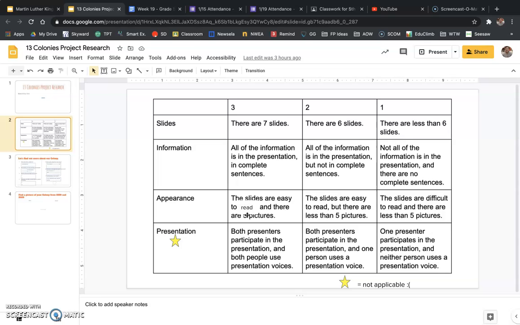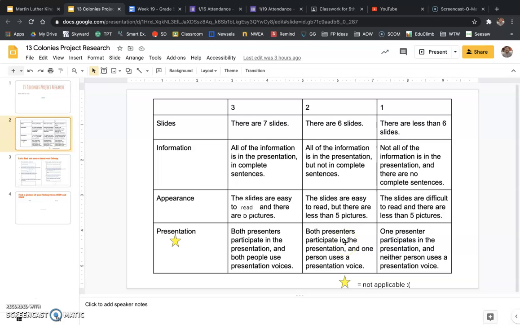Okay, so if you do the math, there are 7 slides here in your project. You'll have 5 pictures, which means there are 2 slides that won't have a picture on them, and that's just going to be up to you which ones. Okay, presentation, we're not going to worry about that now. Last year when we did this project with the 5th graders, we did an in-class presentation, it was a partner thing. Obviously we can't do that now, so we are going to just forget about the presentation section for this one.